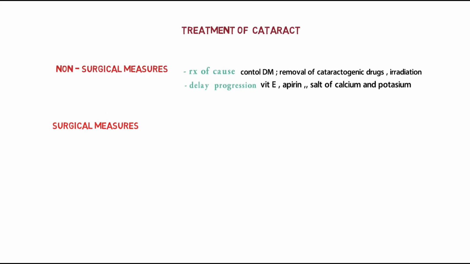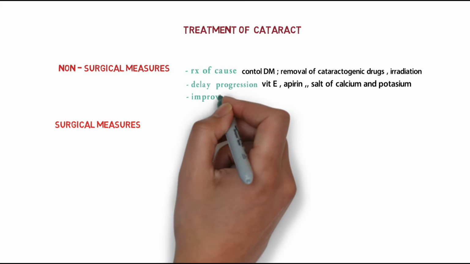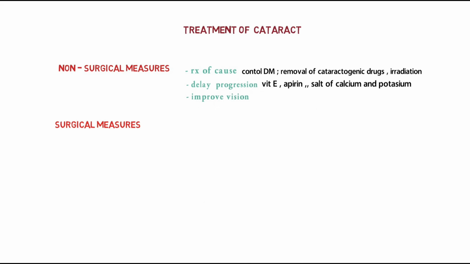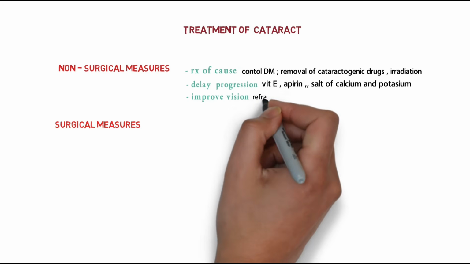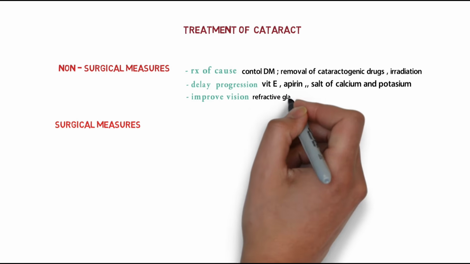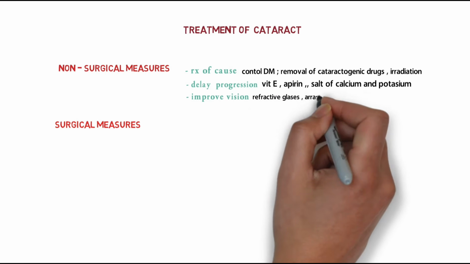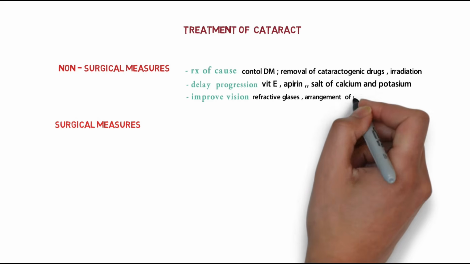The third measure is that we can improve the vision by arranging the illumination, by prescribing glasses for the refractive status, or by use of dark goggles in patients with central opacities.